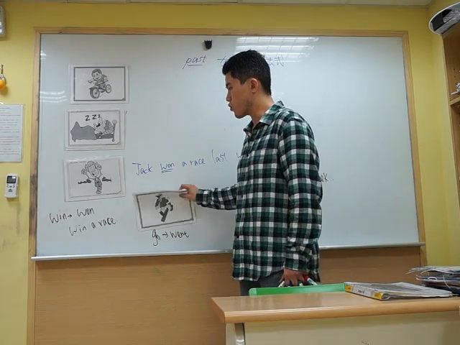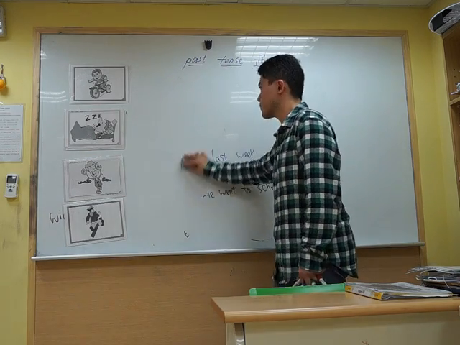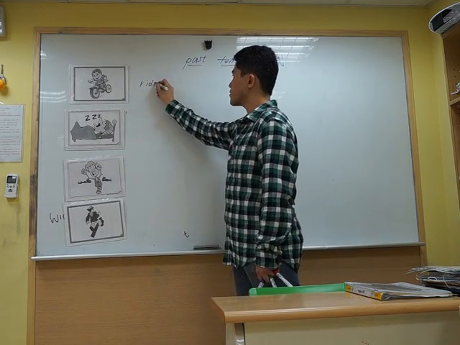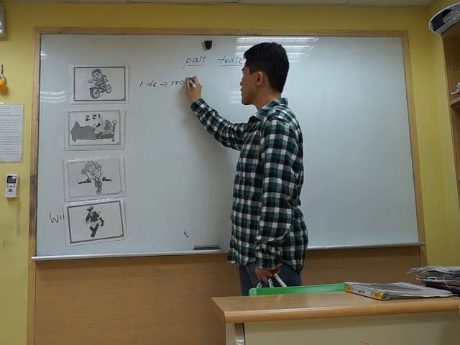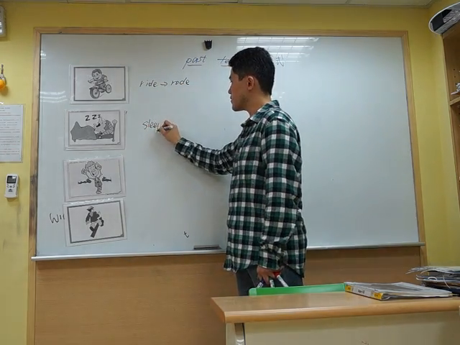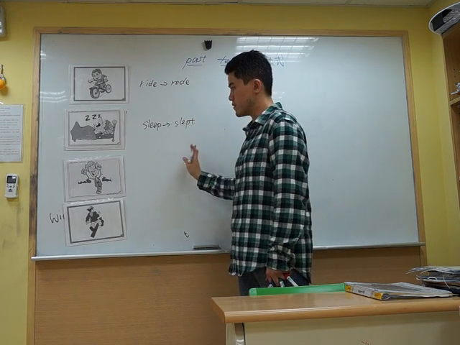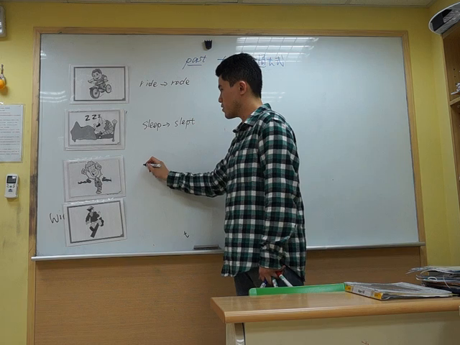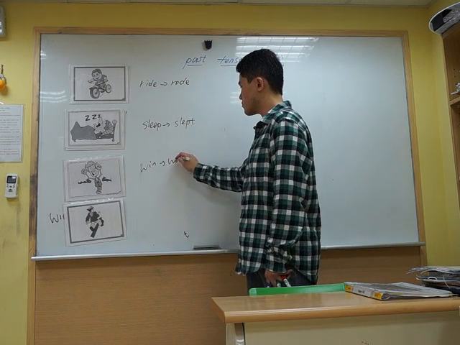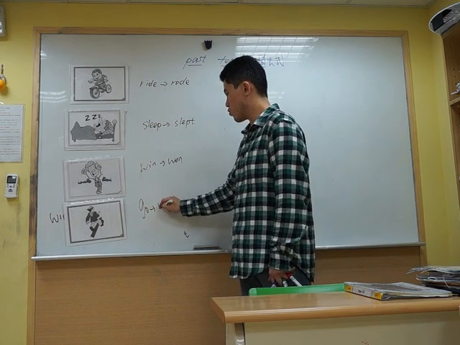So we have 4 verbs already. Let's review the verbs very quickly. The first one is ride, rode. Second one, sleep, slept. Third one is win, won. The last one is go, went.